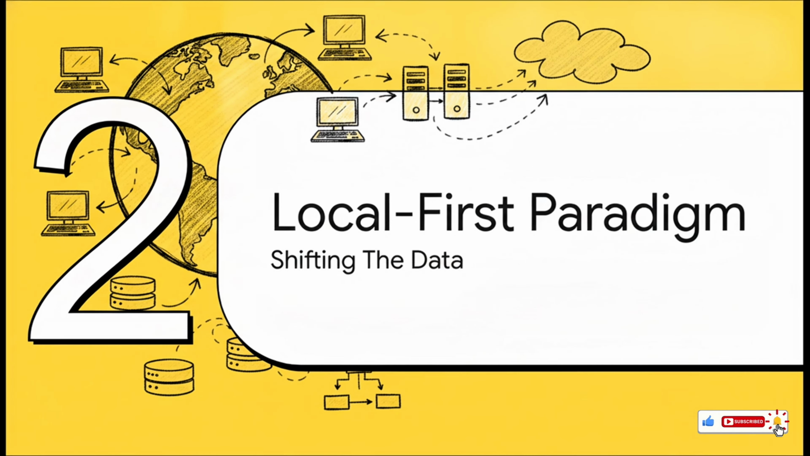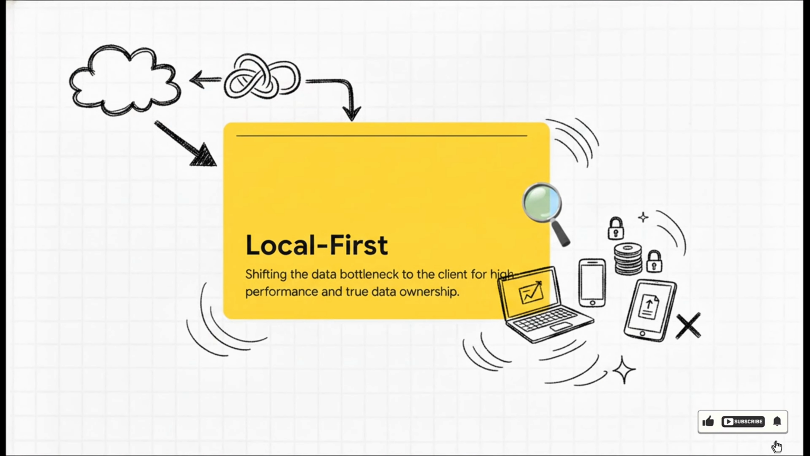Section 2, the local first paradigm shift. This is where we fundamentally alter how we think about where our data lives. So the crucial point here is that local first is absolutely not just a fancy buzzword for adding a little offline support to an existing app. It is a radical architectural departure. It literally shifts the data bottleneck away from a distant server and places it right onto the user's client device.